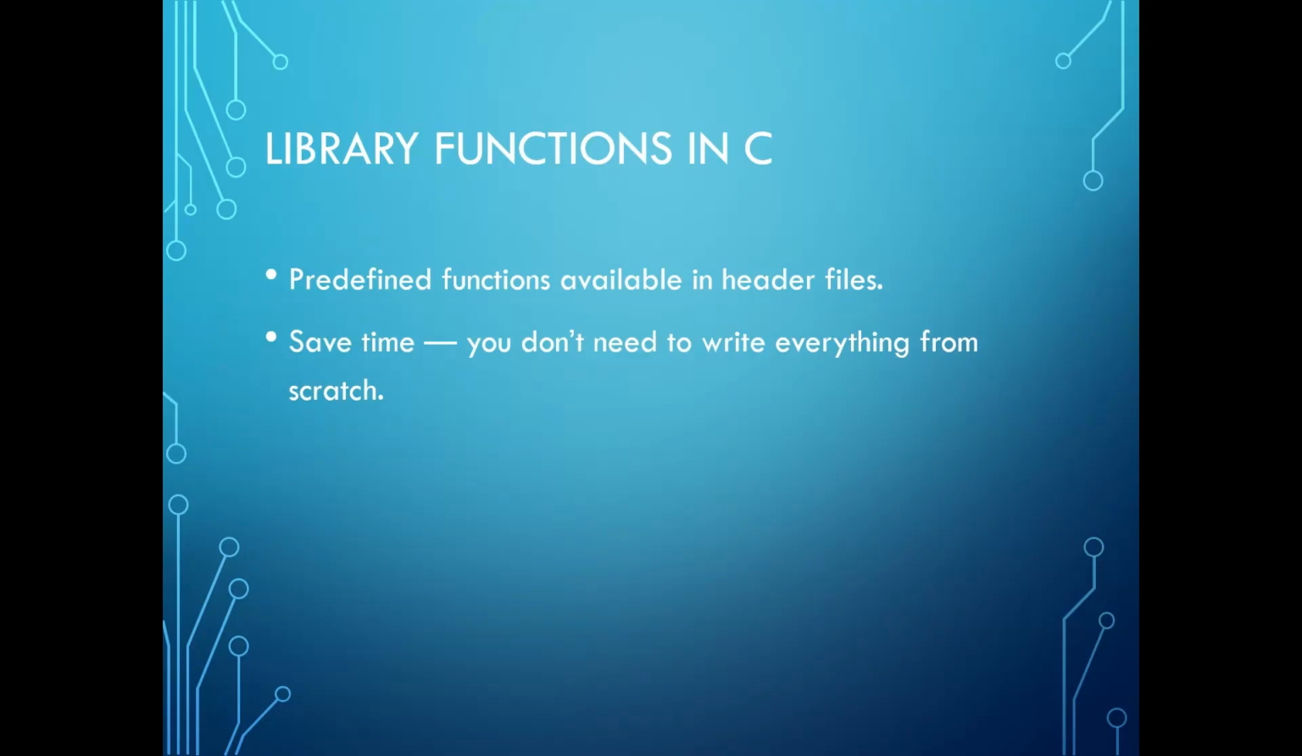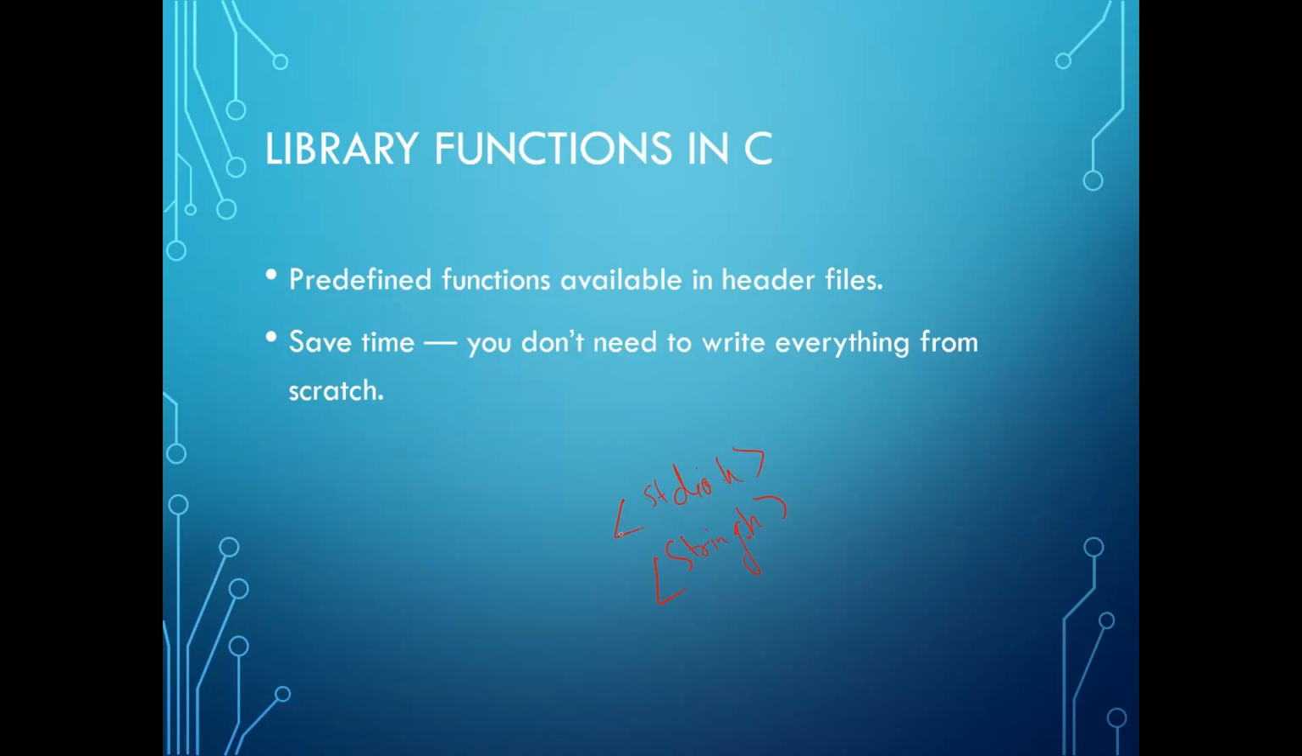So see, library functions in C. What are library functions in C? Those are predefined functions which are available in the header files. We already talked about stdio.h as an example. Similarly you will find many others, like string.h. You will find this kind of predefined libraries. In that case, you can call these predefined functions and save time, and you don't need to write everything from scratch.